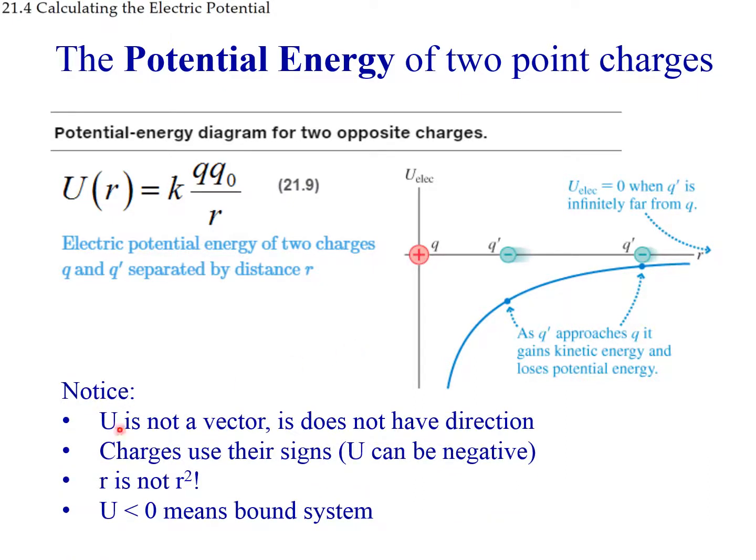Again, U is not a vector, it doesn't have a direction. The charges use their signs. So in other words, U can be negative. It is 1 over r, not r squared. Don't get confused with the power. U negative energy means a bound system.